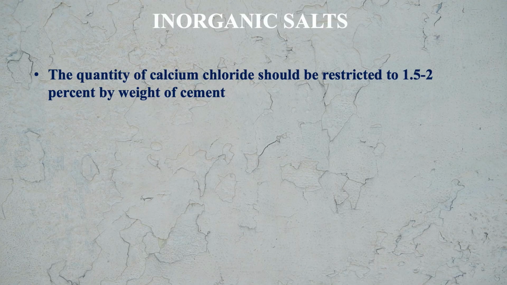Also the hardening of cement and concrete, this process is also accelerated. Means hardening will occur in less time. So this is the effect of calcium chloride. The quantity of calcium chloride should be restricted to 1.5 to 2% by weight of cement.